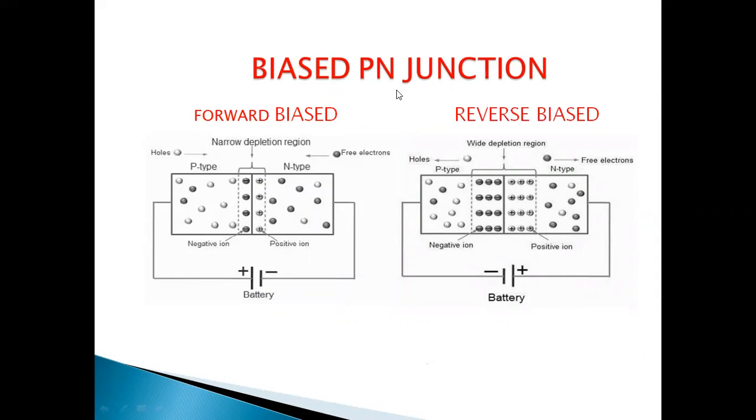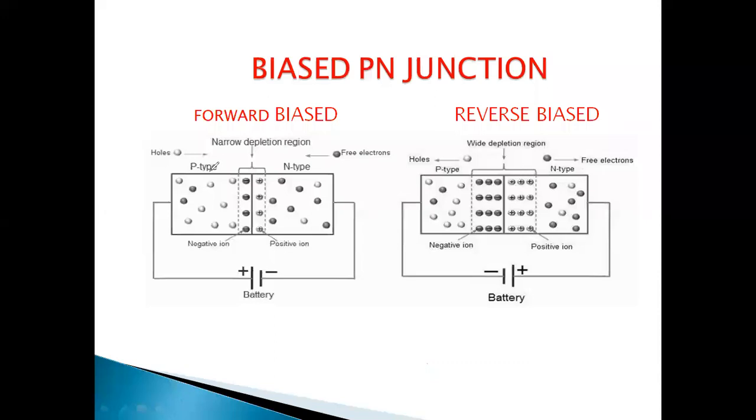What is the meaning of biasing? One is the forward biasing case, another is the reverse biasing case. We need to discuss what forward bias and reverse bias are, and what happens in these two cases. So in the forward biasing case, the P terminal of the extrinsic semiconductor is connected to the positive terminal of a battery.